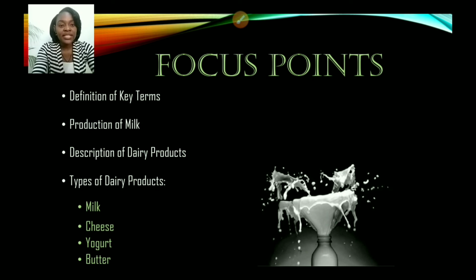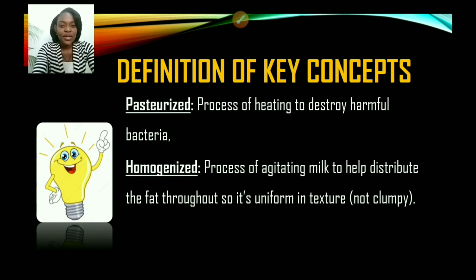So we'll be looking at definition of key terms. We're also going to explore the processes that are involved in the production of milk. We're going to look at a description of dairy products and also the types of dairy products. Good. Now, it is very important for us to understand certain terms so that you can flow fluently during this session. The first term that we're going to look at is pasteurized.